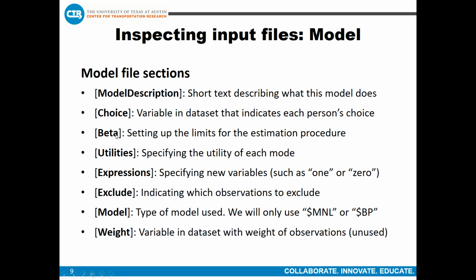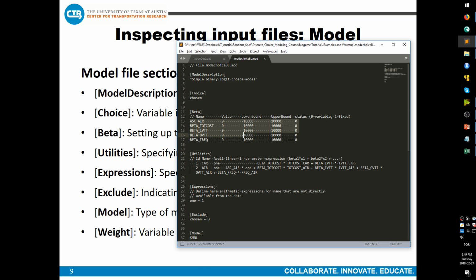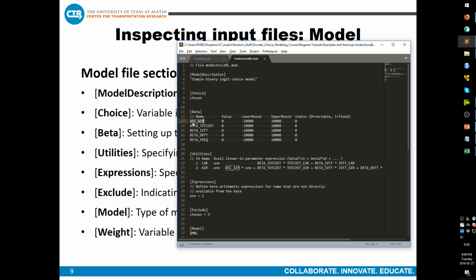Beta. This section here is very important. This section, beta, is where we set up the limits and the initial values for the estimation procedure. So here, let me turn off word wrap. Here we have the alternative specific constant for air, the beta for cost, beta for in-vehicle travel time, beta for out-of-vehicle travel time, and beta for frequency. We're saying that we want Biogeme to estimate each one of these values, and we're setting the initial value right here. This is the initial value, and here we're telling it what the limits of our search are.